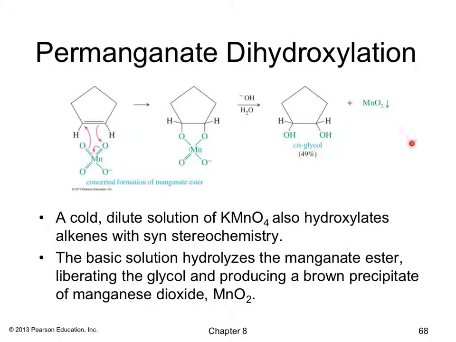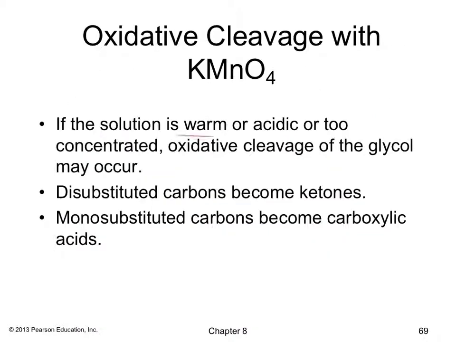Interestingly, in this case, the manganese dioxide that is formed as the product will precipitate, and so you know that the reaction will occur when this precipitation happens. So this is important. The reaction for this dihydroxylation for syn addition must happen in cold dilute solution of potassium permanganate. If the solution is warmed or acidic or too concentrated, then you can have overoxidation where you have oxidative cleavage. This will result where you have disubstituted carbons becoming ketones and monosubstituted carbons becoming carboxylic acids.